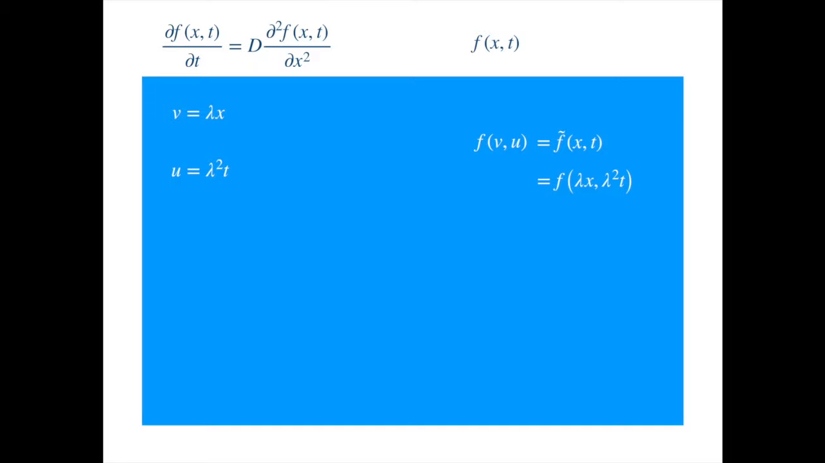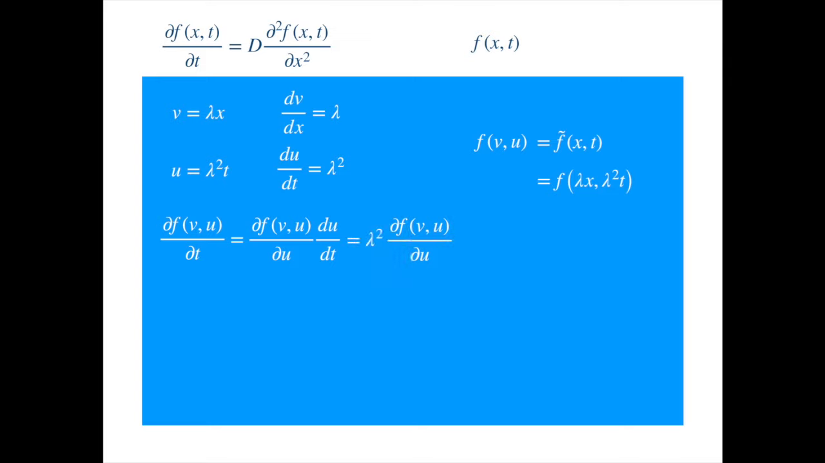Now, to show that this tilde version of the function satisfies the PDE, we will need to calculate its derivative with respect to t and x. We will be using the chain rule, so let's first calculate the derivatives of the two transformations. They're just lambda and lambda squared. Now let's calculate the time derivative first. Simple application of chain rule. Now we just substitute for the derivative of u with respect to t that we computed earlier.